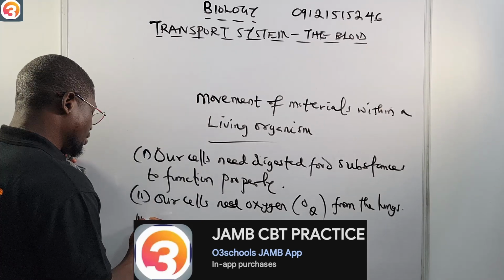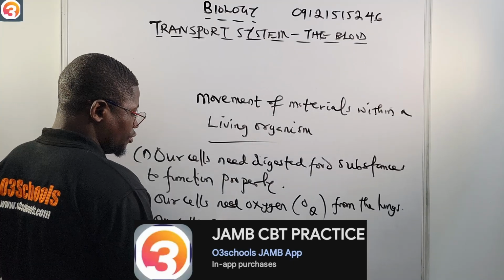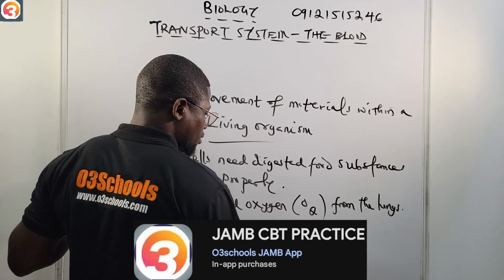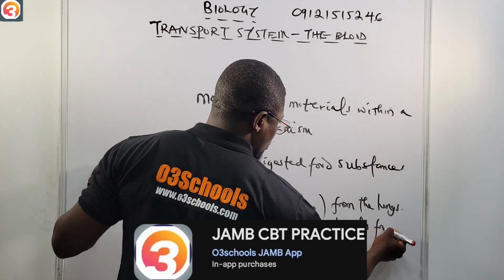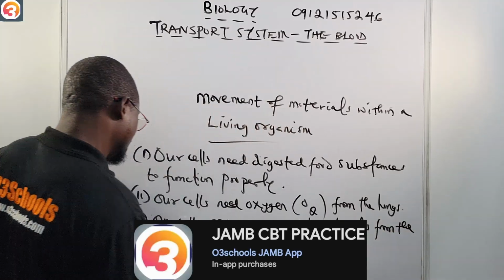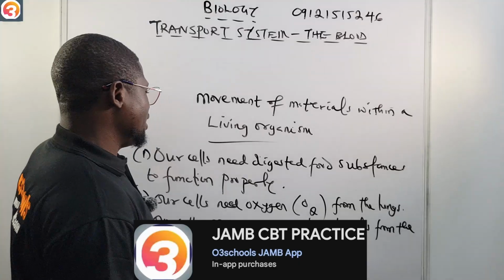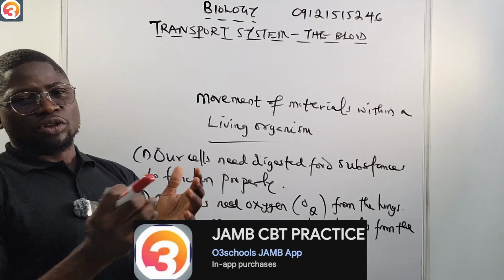Number three, our cells need to remove unwanted materials from the body, or away from the body. So these are the reasons why we need transport systems in place in our body, or in living organisms.